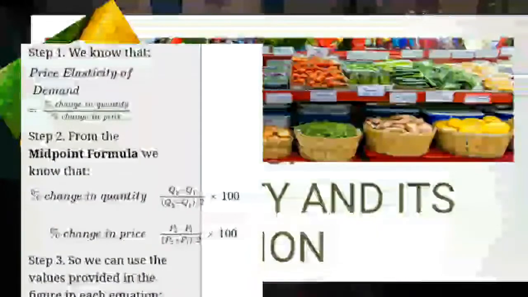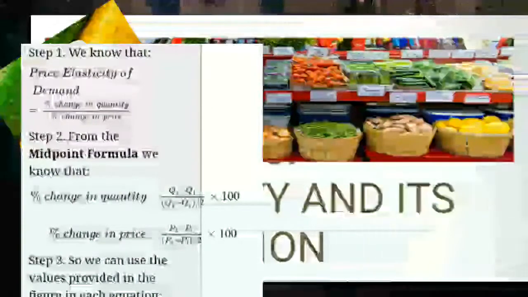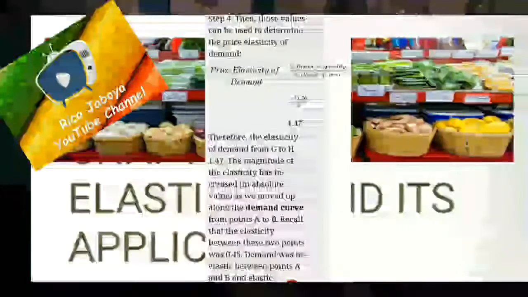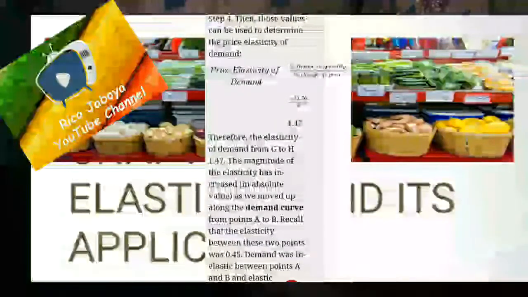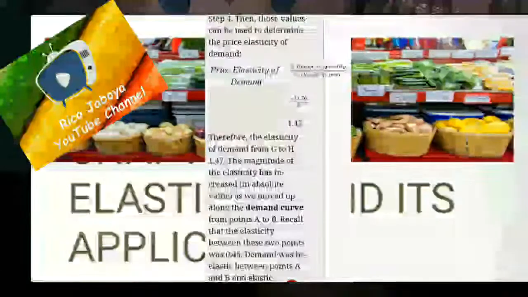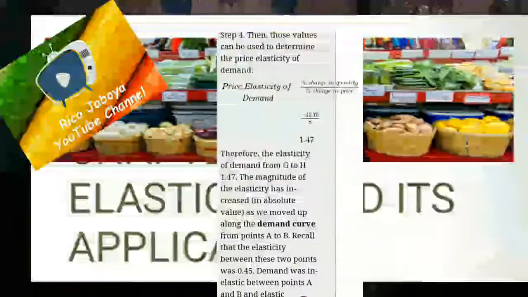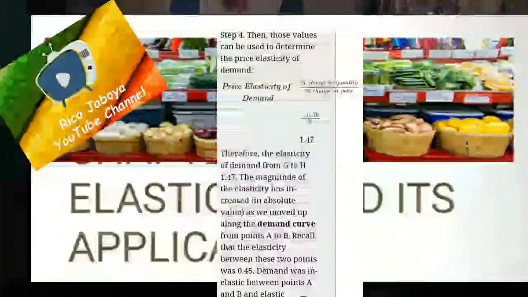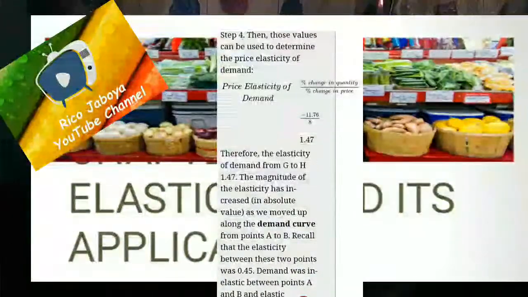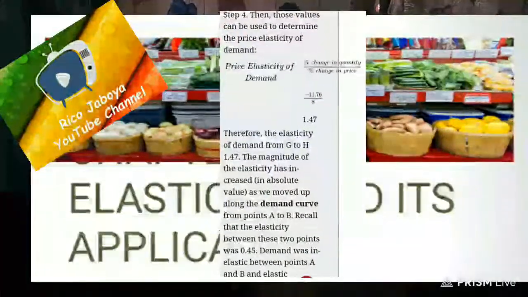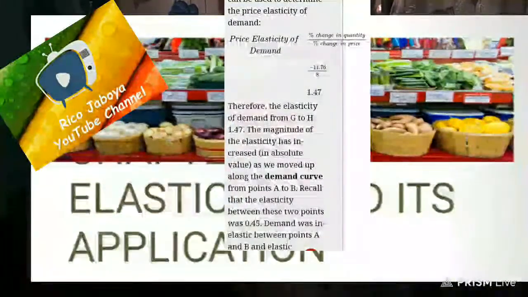What we're going to do is divide the quantity and the price itself, right? Let's see here. Okay. All right. So what will happen is that the answer will be 1.47. All right. So meaning to say, if it's 1.47, therefore the elasticity of demand from G to H is 1.47. The magnitude of the elasticity has increased in absolute value, as we move up along the demand curve.